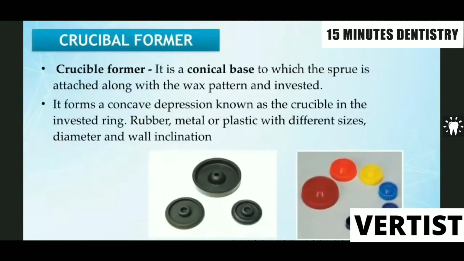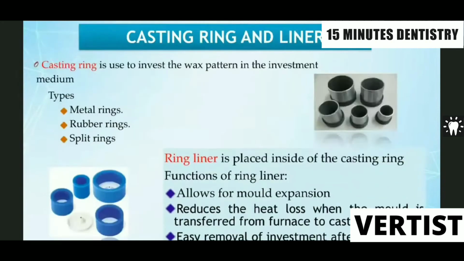Now crucible former, what is that? Crucible former, again, is a conical base in which the sprue is attached along with the wax pattern and it is invested. It is like a concave depression, as you can see here, and it can be either of rubber or metal, and of different diameters and shapes.